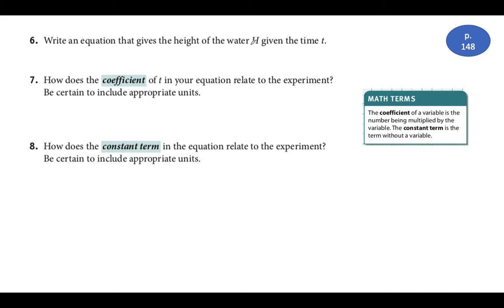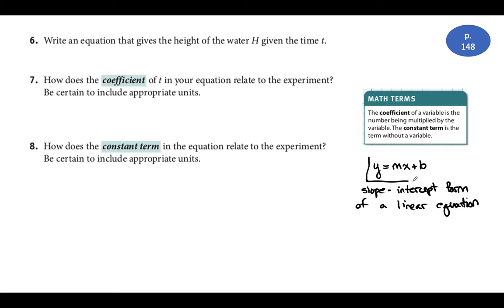Write an equation that gives the height of the water h given the time t. And this is where we're going to break out our new best friend, y equals mx plus b. Y equals mx plus b is the slope-intercept form of a linear equation. It'll work for any linear relationship. If you have a linear relationship and I ask you to find the equation, you can break out y equals mx plus b every single time. That's your starting point. It's like a frame that you're going to build your equation on.